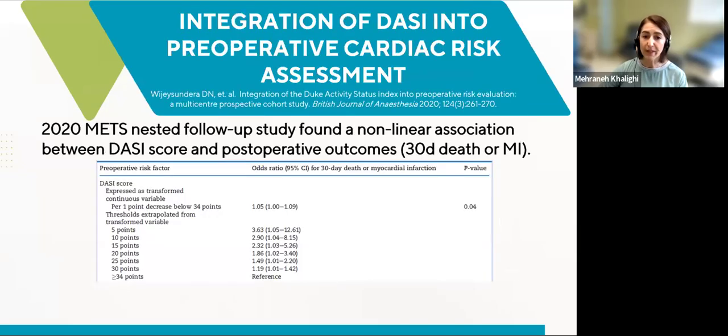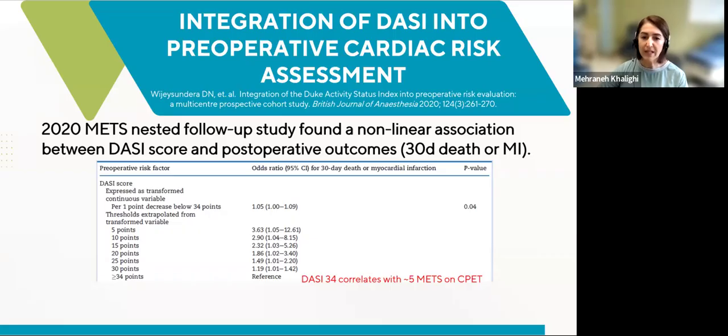A follow-up 2020 nested study found a non-linear association between the DASI score and postoperative MI or death within 30 days, which allowed for the integration of DASI scores into preoperative cardiac risk assessment. In this study, a preoperative DASI score threshold of 34, which correlates with about 5 METs on CPET, improved the identification of patients at risk for cardiac complications after major elective non-cardiac surgery.